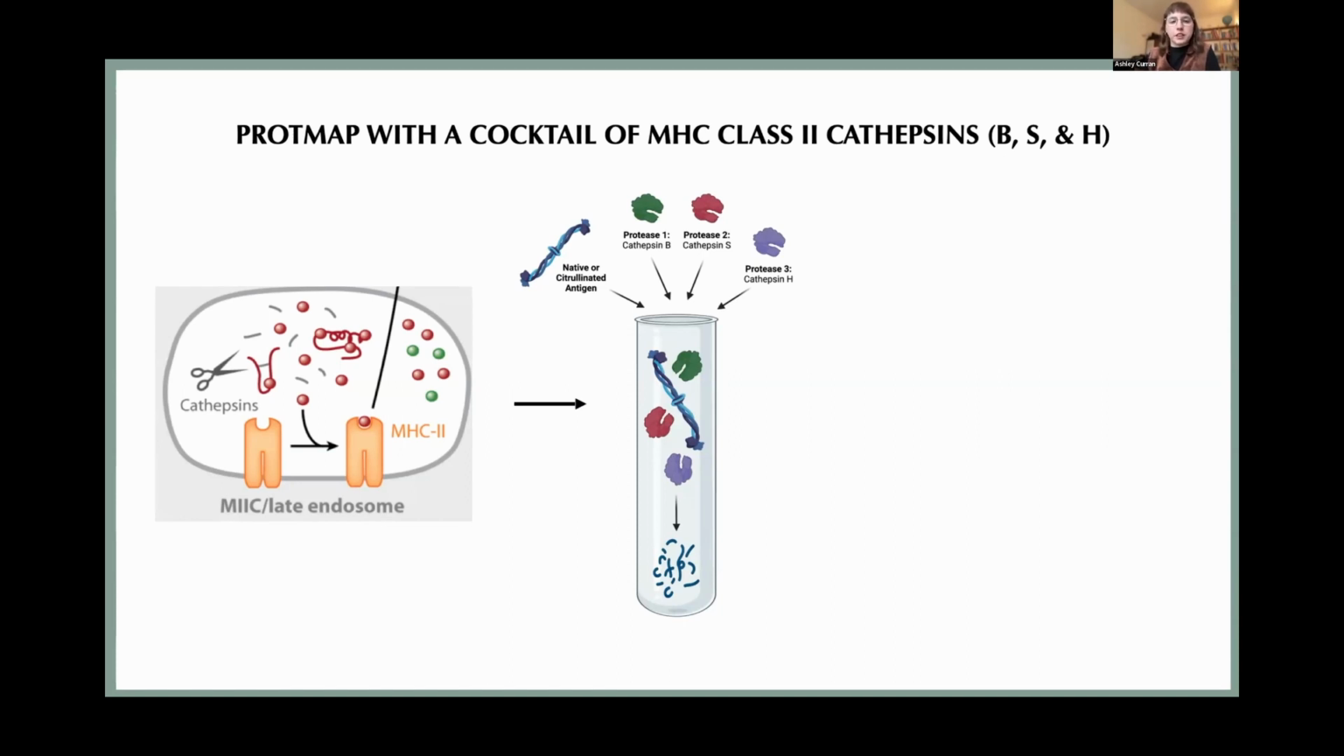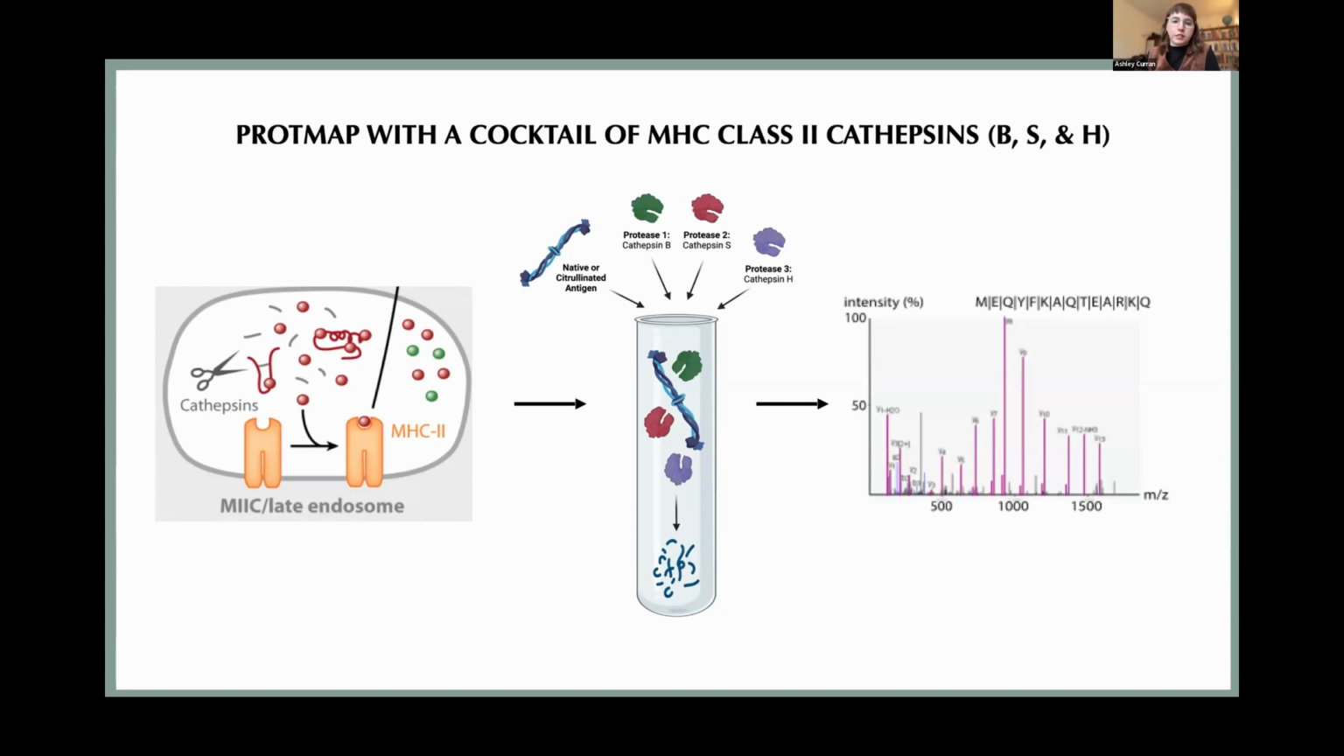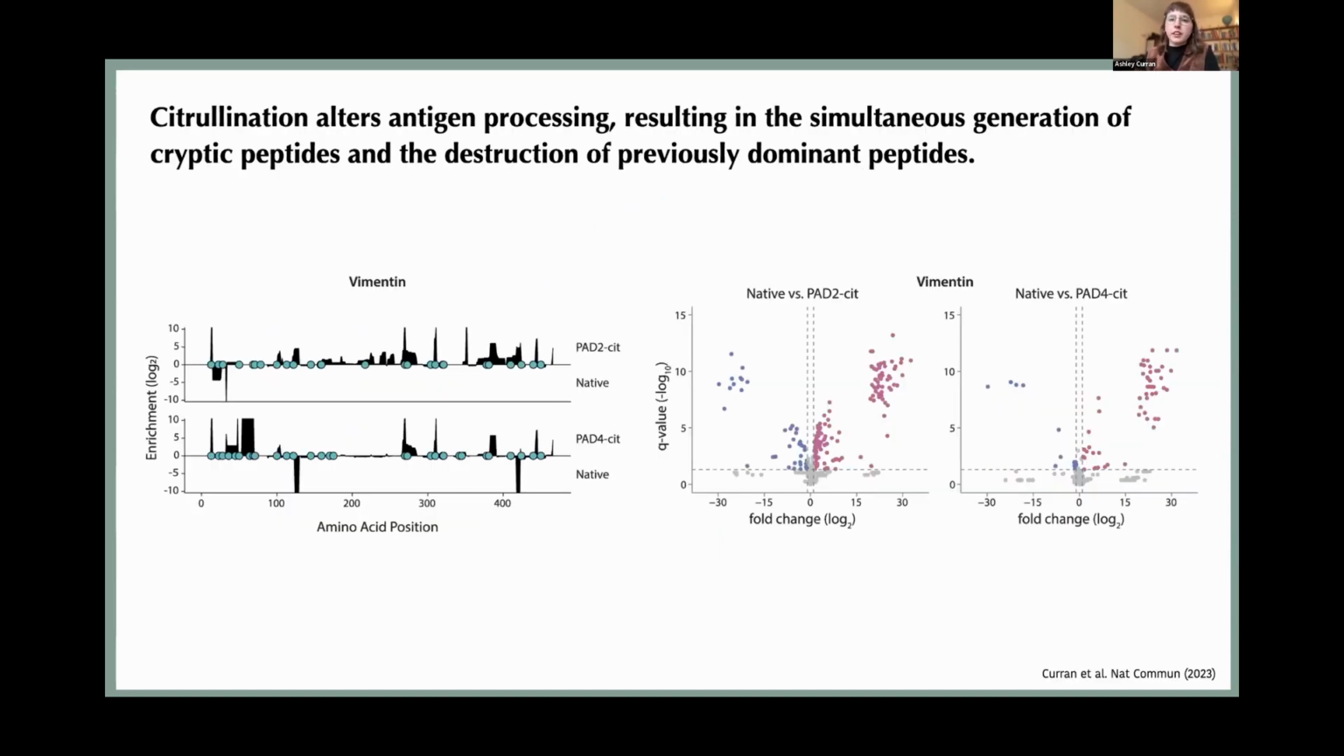So we combine these three cathepsins with our native or citrullinated antigen, allow them to be processed, and then identify the peptide repertoires by mass spectrometry. And we found that citrullination does alter antigen processing, resulting in the generation of cryptic peptides and the destruction of previously dominant peptides. Here we're looking at vimentin, a common autoantigen in RA.